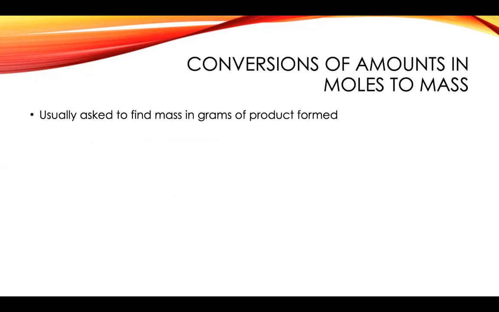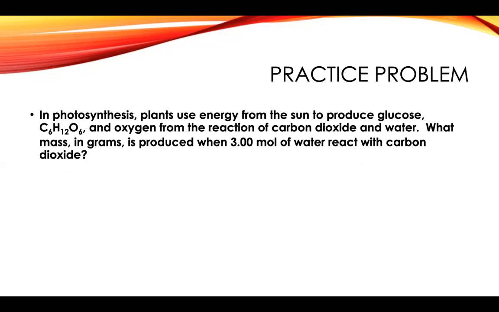Okay, what about conversion of amounts in moles to mass? I'm going to skip that part. Let's just do an example. In photosynthesis, something we learned, plants use energy from the sun to produce glucose, C6H12O6, and oxygen from the reaction of carbon dioxide and water. What mass in grams is produced when 3 moles of water react with carbon dioxide? First thing we have to do is write a balanced chemical equation. It says plants use energy from the sun to produce, which means they are products, C6H12O6 and oxygen, from the reaction of carbon dioxide and water. So we've got water and we've got carbon dioxide.